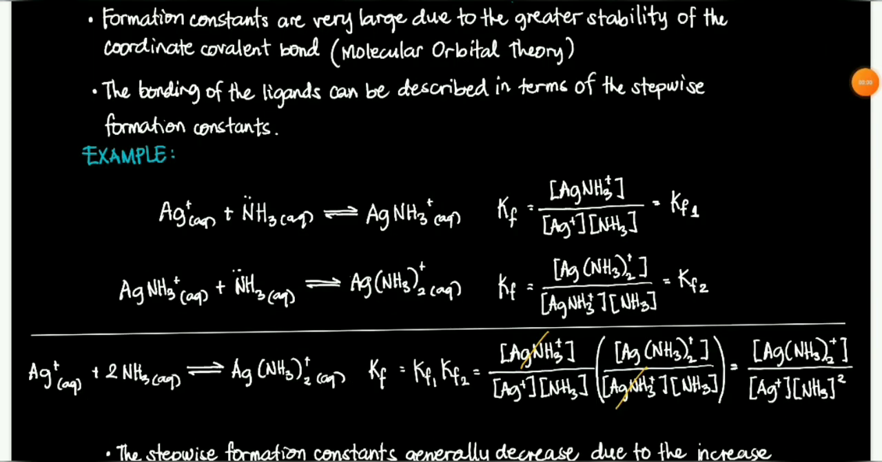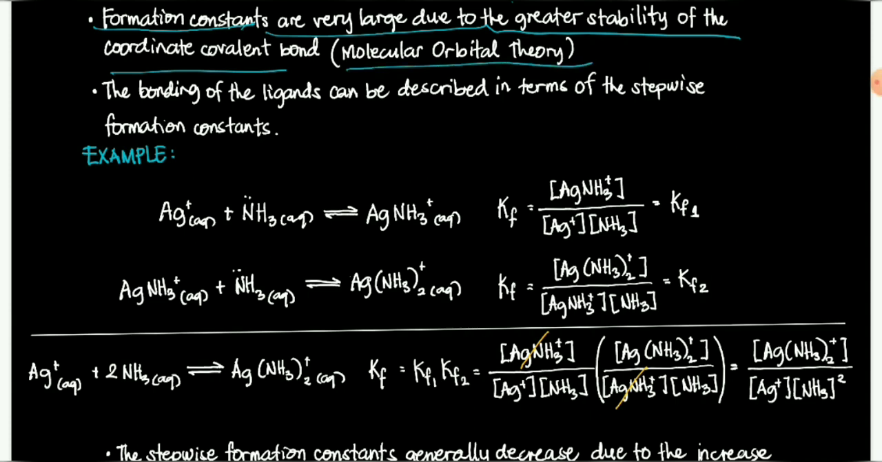Okay? Also, formation constants are very large due to the greater stability of the coordinate covalent bond. So this is based on the molecular orbital theory or the principles of chemical bonding. Okay? So kapag nag-form tayo ng bond, okay, bumababa yung energy ng ating system because of the formation of the bond. Okay? So therefore, mas nagiging stable yung ating system compared doon sa mga unbonded state.